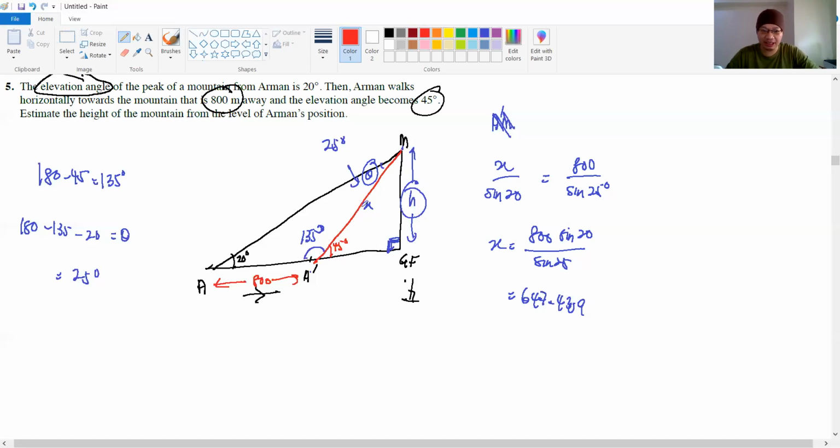Since X is the hypotenuse of the small triangle here, and we have 45 degrees, and 45 degrees is opposite H, we can use sine here. Opposite over hypotenuse equals sine. Therefore, sine 45 degrees equals H over 647.4309. Therefore, your height is what you calculate yourself. That will be your final answer.